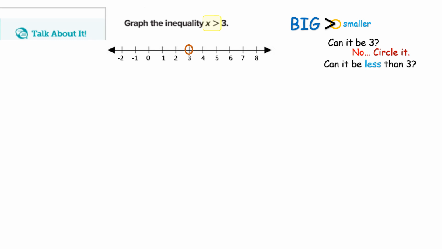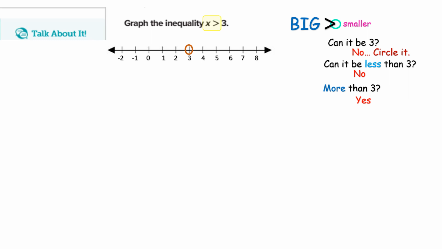Now, can it be less than 3? Well, no, because it's saying that x is greater, right? And the arrow is pointing to the smallest number. So, no, the numbers have to be bigger than 3. So, if I'm looking at the idea of more than 3, which is where the variable is, then I have to say yes. And if I say yes, then I know I'm going to fill in all the possible answers going to the right.